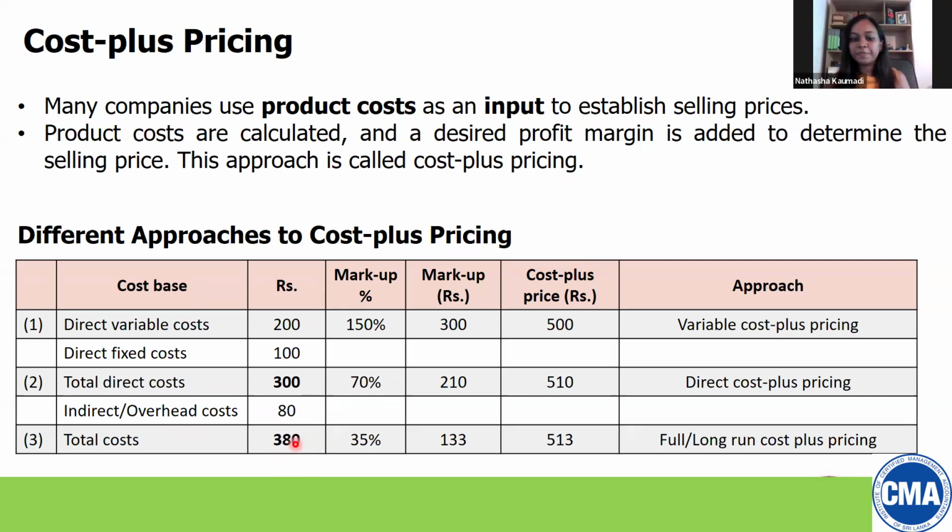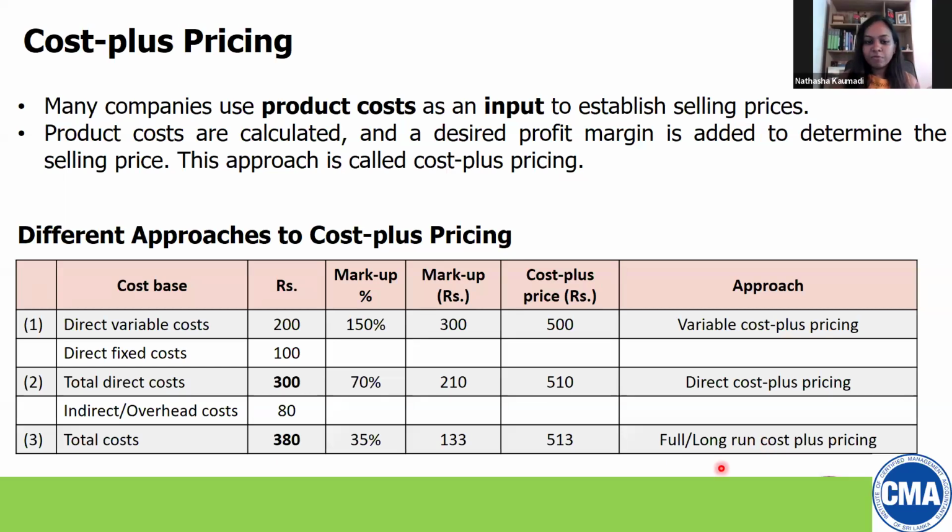Now you need to add a markup, 35%. See, the markup is reducing. Now, what is the markup in rupees? It is only 133 rupees, 380 multiplied by 35%. Now, what is your cost plus price? 530. What is your cost base? Total cost. So, what is your approach? You have taken the full cost, no? Usually, we call this full cost plus pricing, or long run cost plus pricing. You take the full cost, you add the margin. So, different approaches are there.